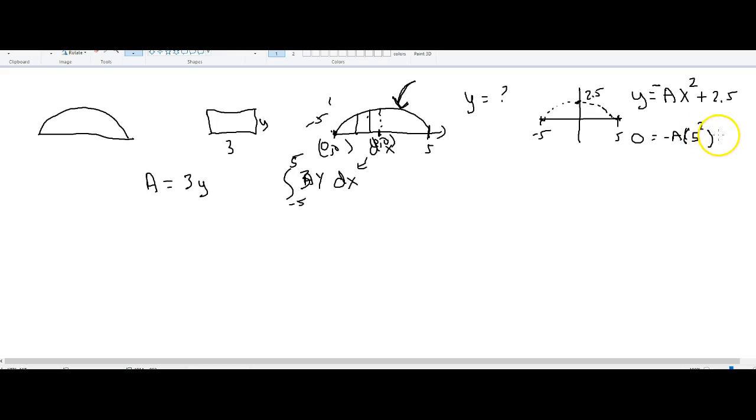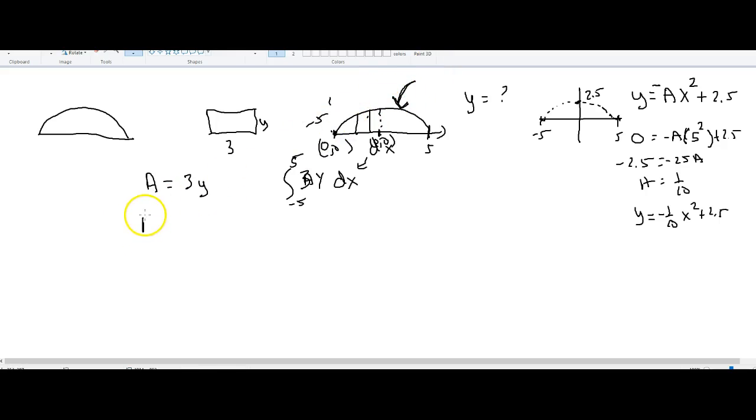5 squared plus 2.5. I recognize this is going to be negative 2.5 equals negative 25a. Therefore, a has to be 1/10, which is remarkably nice for an actual problem. So therefore, my equation for y is going to be y equals negative 1/10 x squared plus 2.5. So that is my height equation for every value of x.